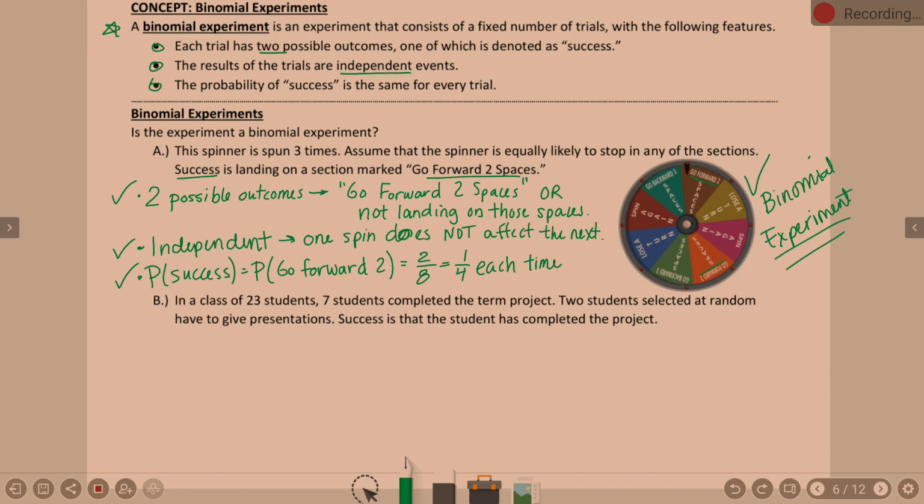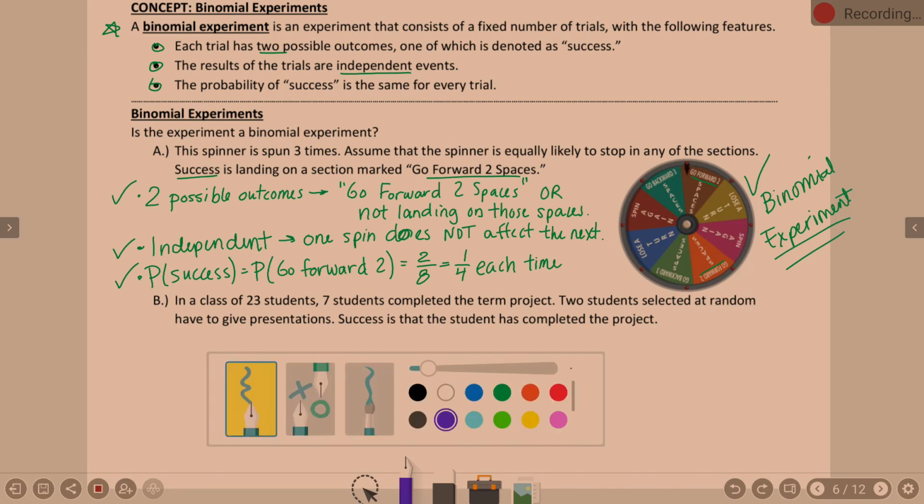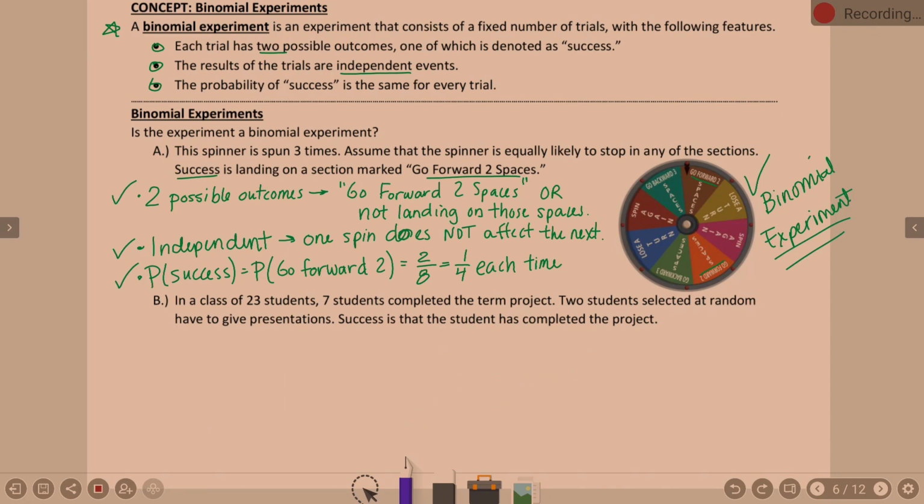Okay. Do we have time to talk about B? Because you know what B is going to be, right? If A is a binomial experiment, B is not a binomial experiment, because that's how I often teach. Now, what's the catch on B? Here, class of 23 students, 7 students completed the term project. 2 students selected at random have to give presentations. Success is that the student has completed the term project.